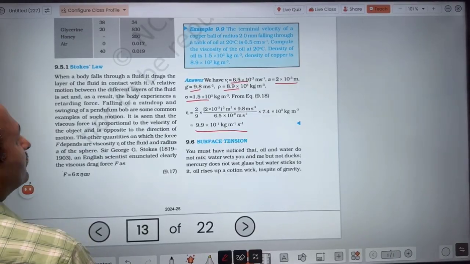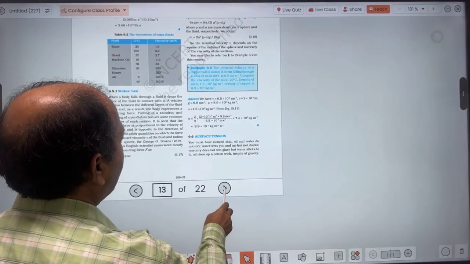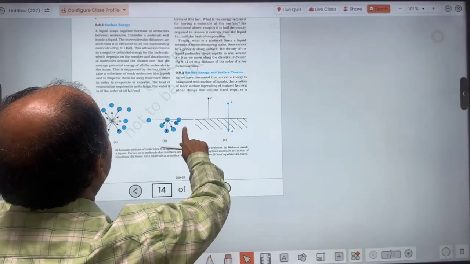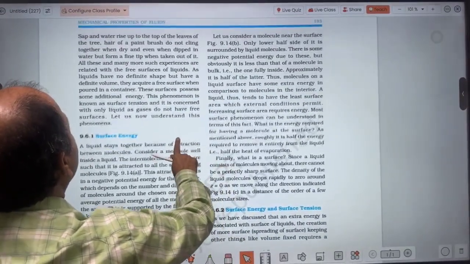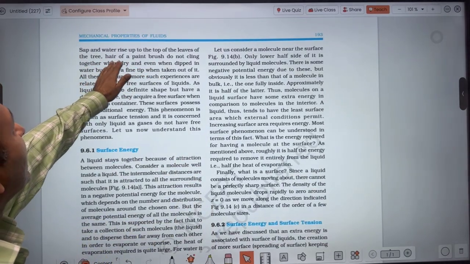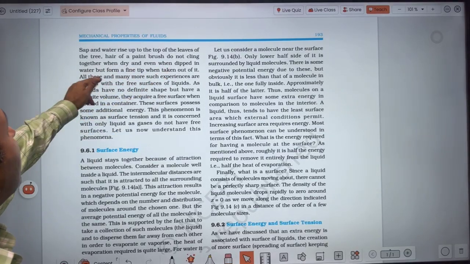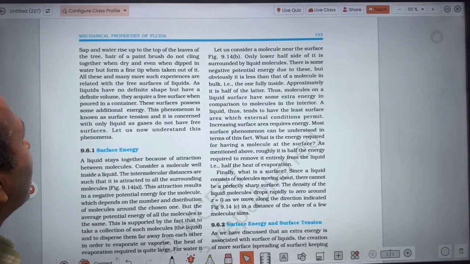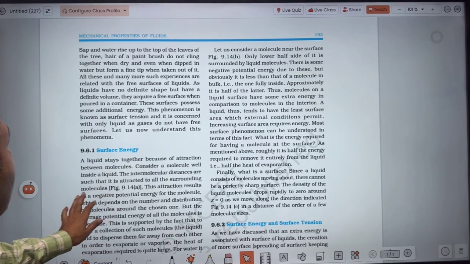Now there is another concept, surface tension. So the free surface of any liquid behaves like a stretched membrane. So from there the concept of surface tension comes. Sap and water rise up to the top of the leaves of the tree. Hair of a paintbrush do not cling together when dry and even when dipped in water, but form a fine tip when taken out of it. So these are certain phenomena that we observe due to the concept of surface tension, right?